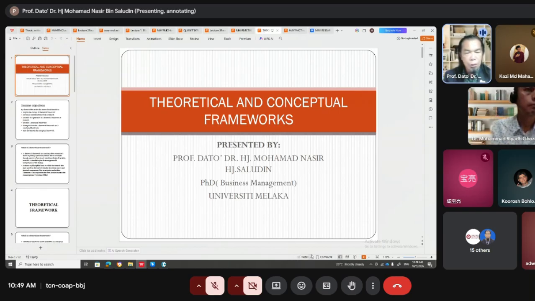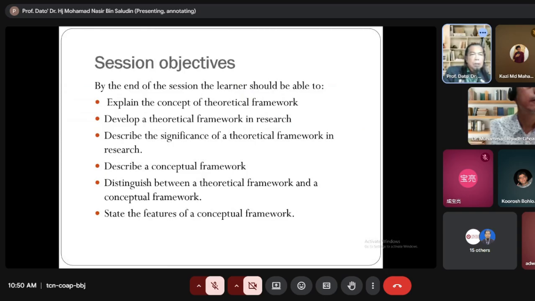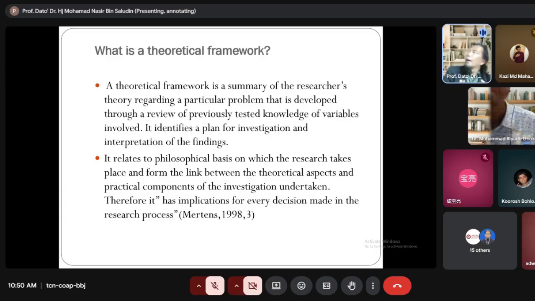Okay, I want to continue with this one, the theoretical and conceptual framework. The section objective: by the end of the session, the learner should be able to explain the concept of theoretical framework, because it is very important, and develop a theoretical framework in research, describe the significance of the theoretical framework in research, describe a conceptual framework, distinguish between theoretical framework and conceptual framework, and state the features of a conceptual framework. I will share with you a real research proposal and thesis after this.